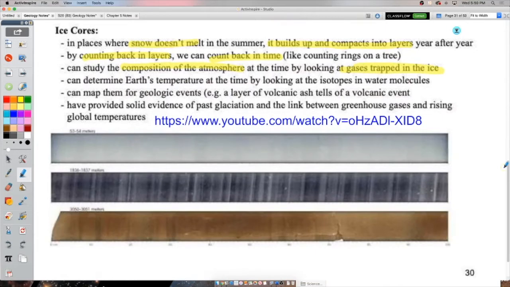We can even do better than that. Not only can we tell what the air was like, we can actually tell how warm Earth was. We can determine Earth's temperature by looking at the isotopes in water molecules. Okay, so that sounds pretty complex. What you need to take away from that is basically, depending on the temperature of the Earth, different types of water molecules will exist. So some will have more neutrons or fewer neutrons than the others.